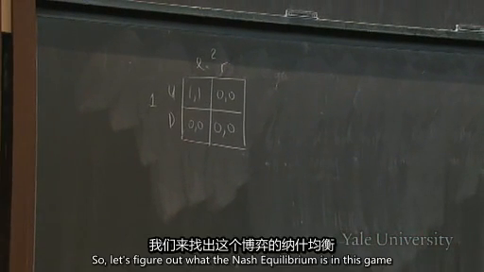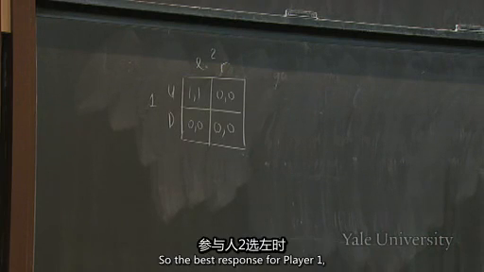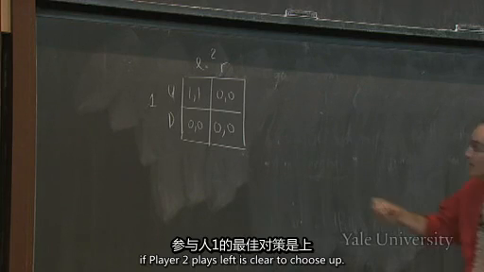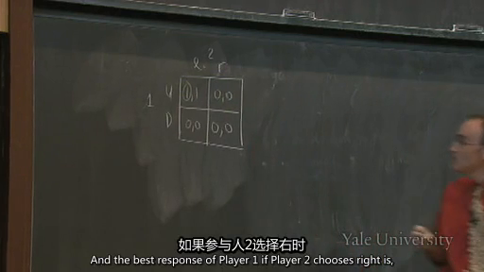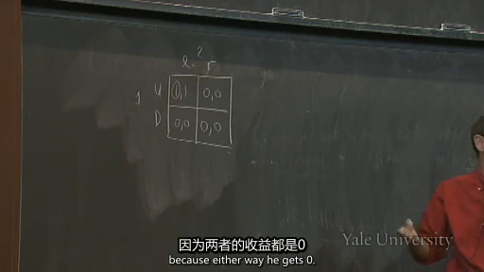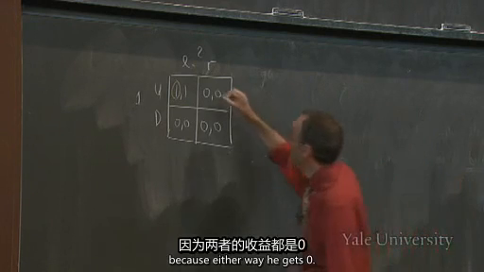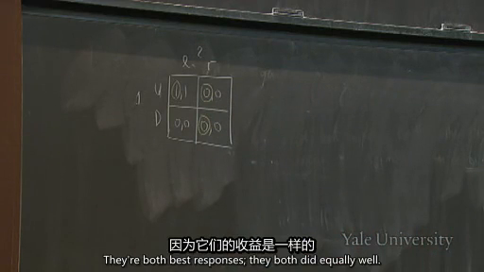All right? So let's figure out what the Nash equilibrium is in this game, and I'm not going to bother cold calling because it's too easy. So the best response for player 1, if player 2 plays left, is clearly to choose up. And the best response of player 1, if player 2 chooses right, is, well, either up or down will do, right? Because either way they get 0. So these are both best responses. Is that correct? They both do equally well.